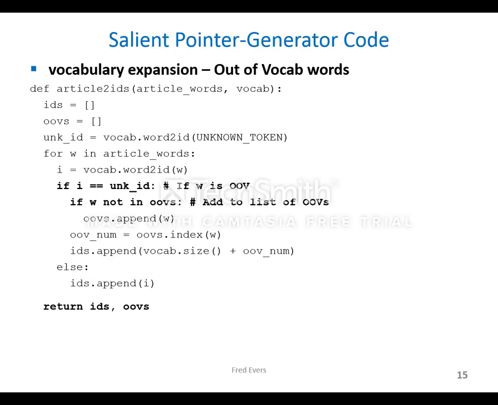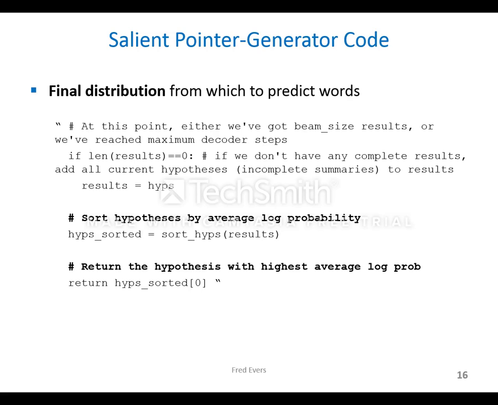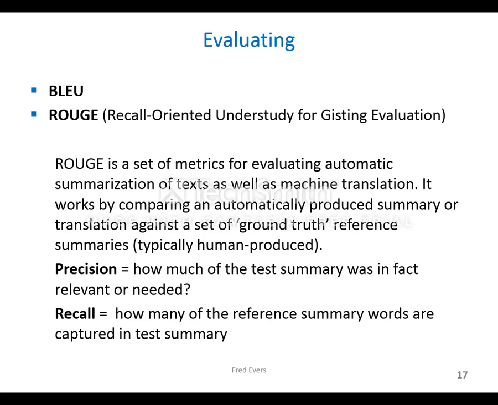Here is some of the code from the version of this code available on GitHub. This highlights the idea where out of vocabulary strings are appended to the strings made. There's a final distribution from which the predicted words are chosen. You can see here, this is the code which makes that selection, where we see that the hypotheses are sorted by average log probability, and the highest probability is selected and inserted as the term for the summary.